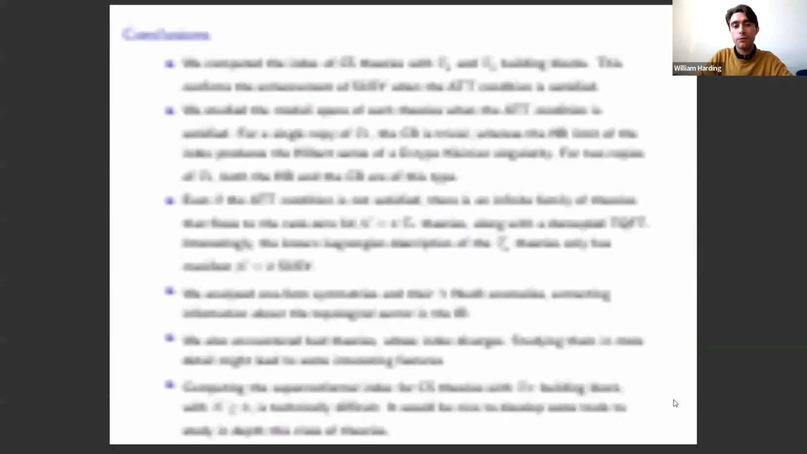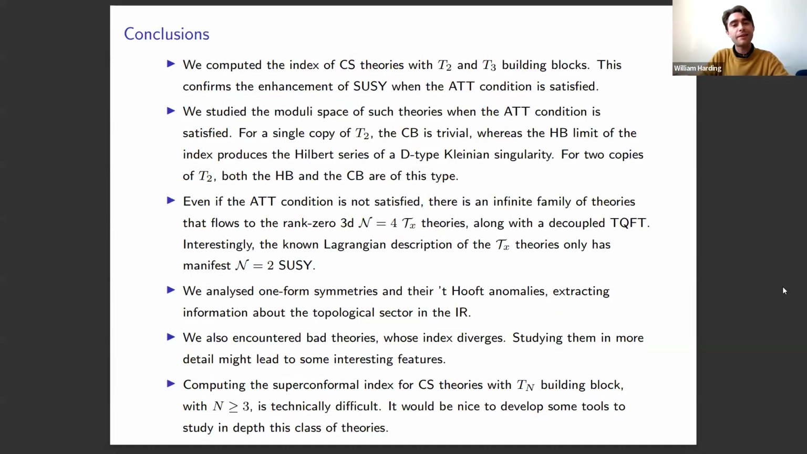So finally, let us do the conclusions. We computed the index of Chern-Simons theories with T2 and, partially, also with T3 building blocks. And this confirms the enhancement of SUSY when the ATT condition is satisfied. We studied the moduli space of such theories when the ATT condition is satisfied. And for a single copy of T2, the Coulomb branch is trivial, whereas the Higgs branch limit of the index produces the Hilbert series of a D-type Kleinian singularity. And for two copies of T2, both the Higgs branch and the Coulomb branch limits of the index yield a singularity of this type.